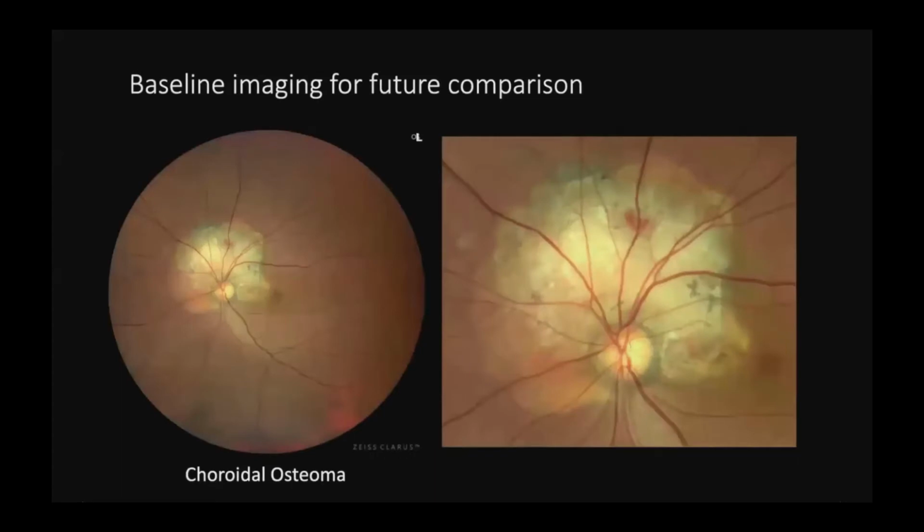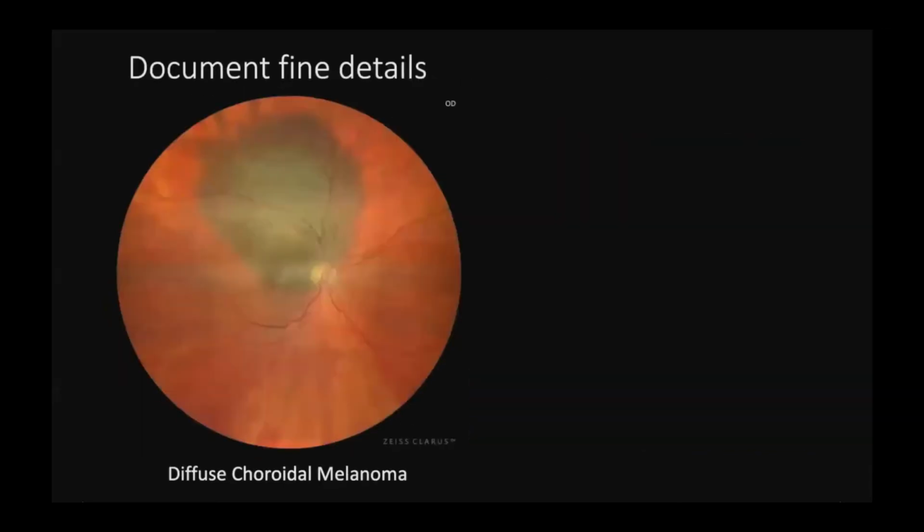Often I'll use it as a baseline imaging for future comparison. This is an example of a choroidal osteoma. This patient eventually developed choroidal neovascular membranes, and so it was helpful to follow the growth of the osteoma as well as complications from the CNVM.